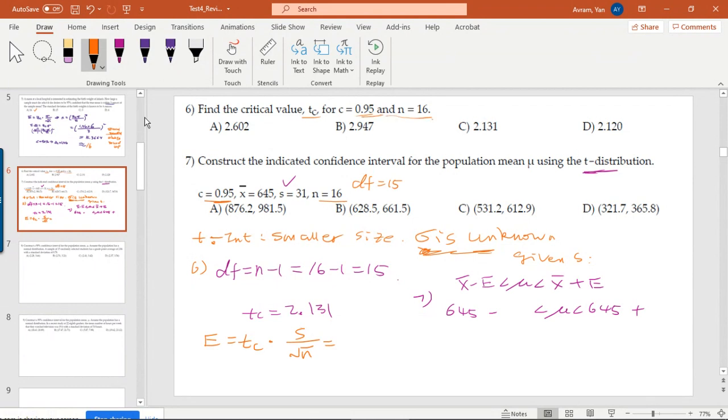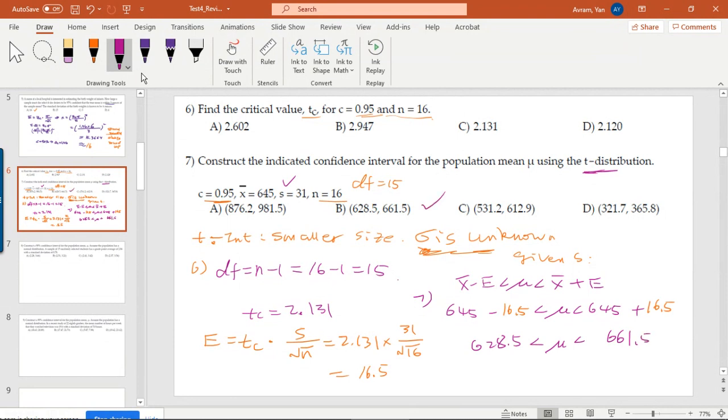So using t sub c of 2.131 times s, which is 31, divided by square root of n, and the square root of 16 is 4. If you calculate this whole thing, it is 16.5. So I just need to plus and minus 16.5, and I get an interval: 628.5 to 661.5. So that way we got an answer.